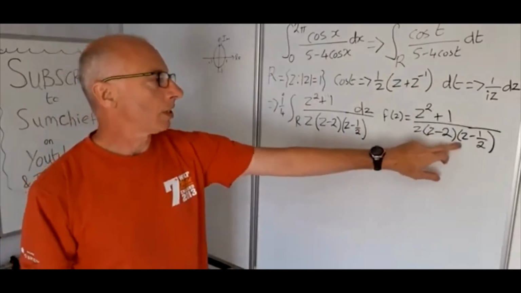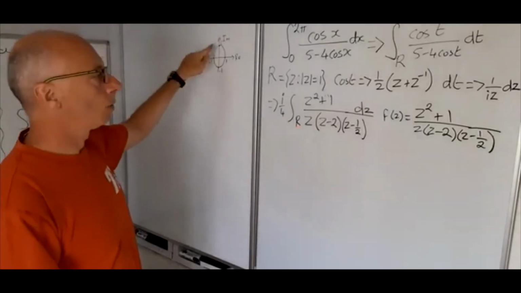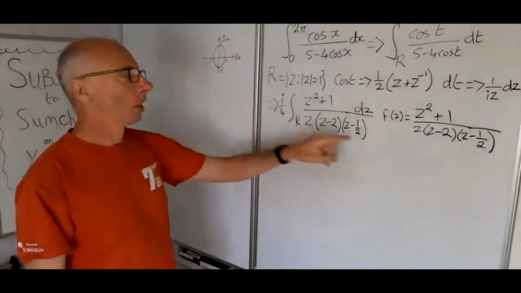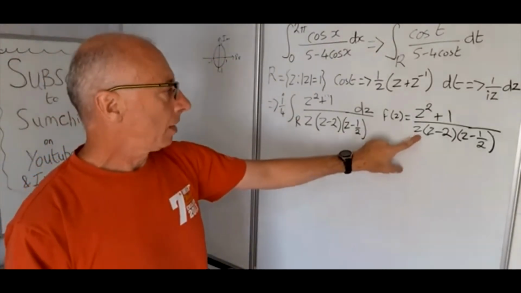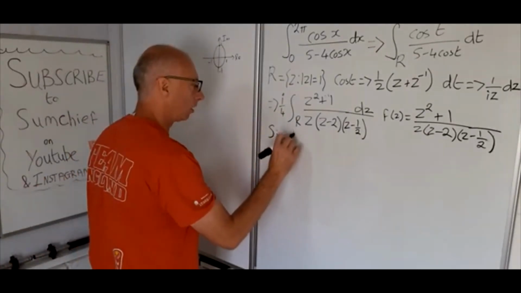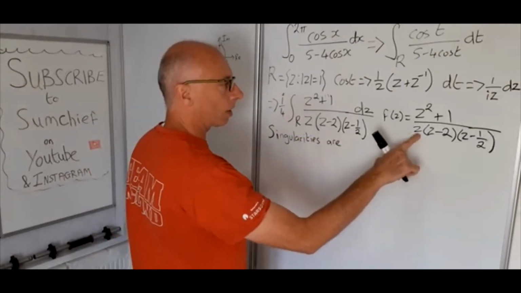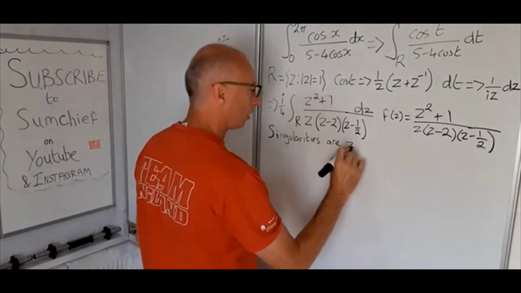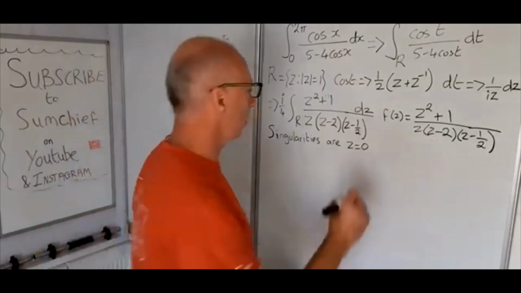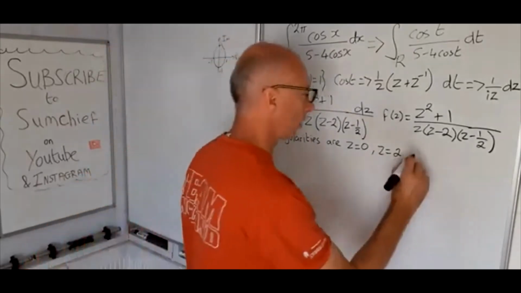So, which residues are we interested in? Well, we are integrating over this region R, which is this circle. So we're interested in the residues that are either on or in the circle. So, sorry, the singularities. So the singularities are, so this will become 0 when z is 0. It also becomes 0 when z is 2, and also when z equals a half.